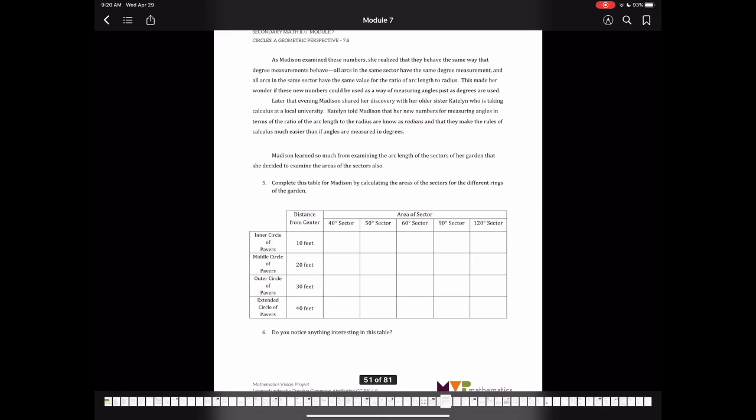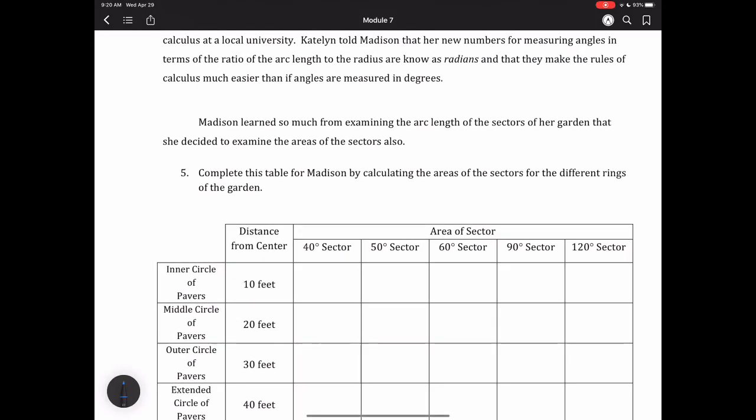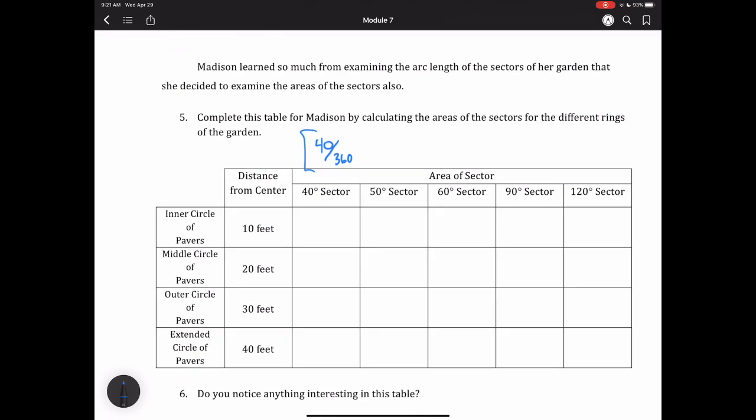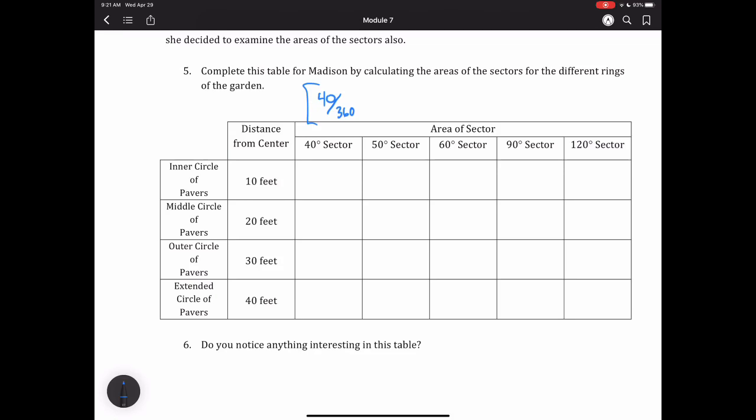Okay, so now we're going to do this little section. Again, we're going to multiply our total, whatever the total is, by the fraction of the circle we're working with. So here's the fraction of the circle we're working with. And now we're looking at areas, right? So we need to find the area of a circle with a radius of 10 feet. So if we think about that, it's pi r squared. So we will have 314 feet squared because 10 squared is 100, and then times 3.14, we get 314.